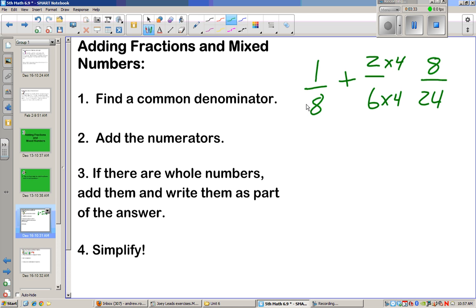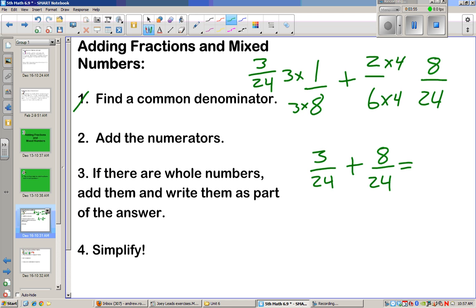Now, how do I change 8 into 24? I multiply by 3. I multiply by 3. I'm running out of room here a little bit, but we can see that I'm going to end up with 3/24. So now I'm adding 3/24 plus 8/24. So I found my common denominator.